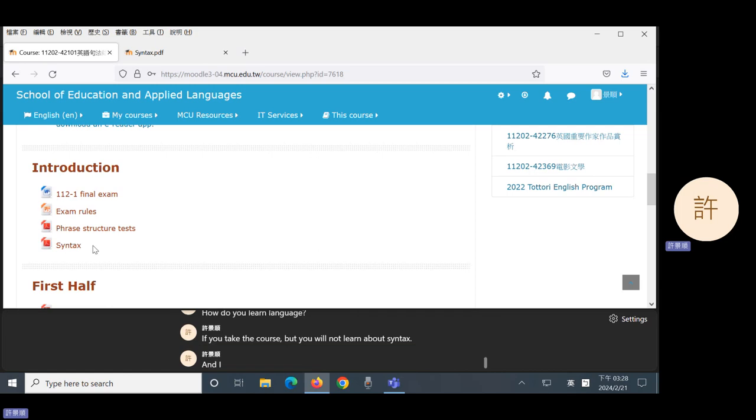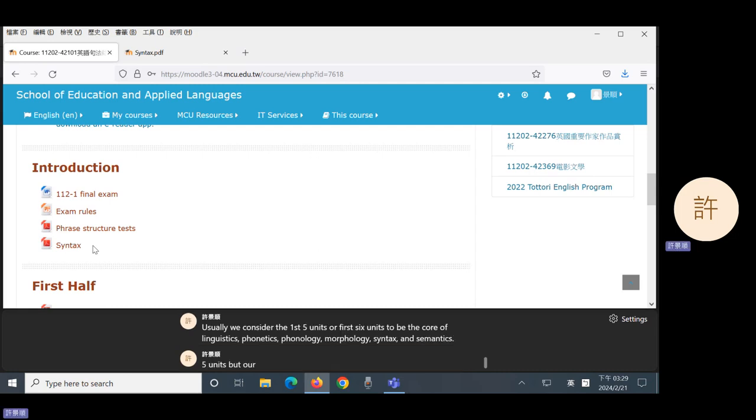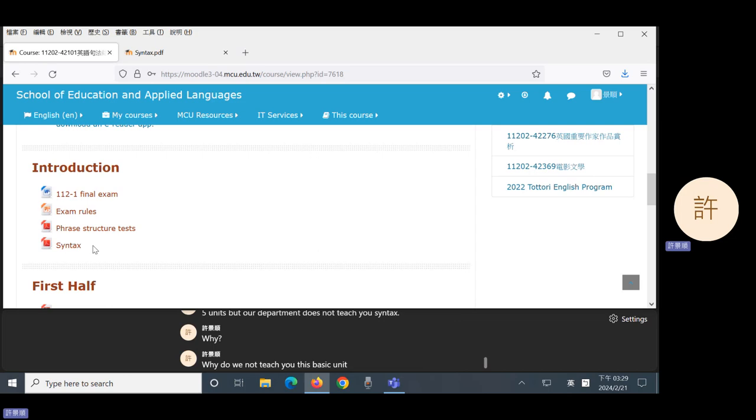And I thought this was very strange. Usually we consider the first five or six units to be the core of linguistics: phonetics, phonology, morphology, syntax, and semantics. But our department does not teach you syntax. Why do we not teach you this basic unit? And then it hit me. Oh, I'm teaching syntax. Sentence structure of English. Syntax.